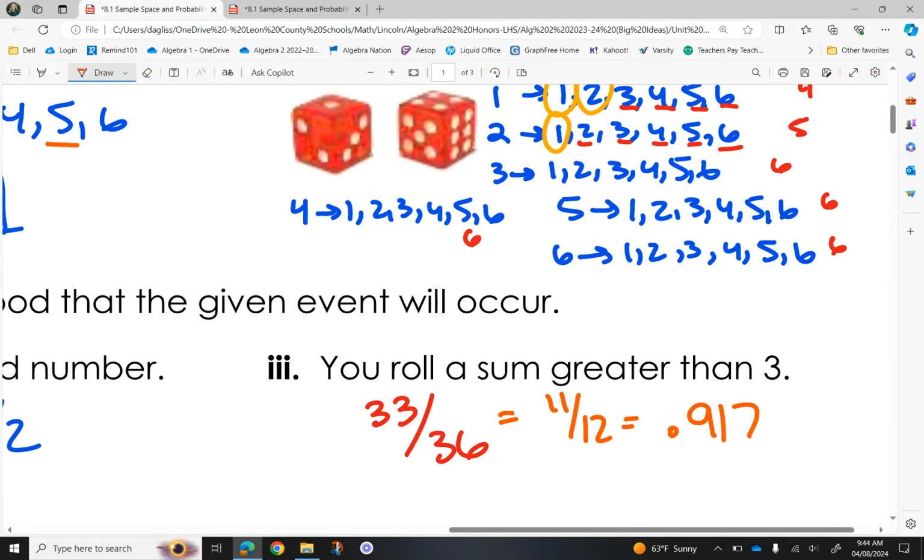So a couple ways to go about it. We are going to come back to that. That is a strategy that we're going to use later. It's almost like a shortcut. Like, oh, well, I can see what's not happening there. Take that away. Okay, so about 91.7%.